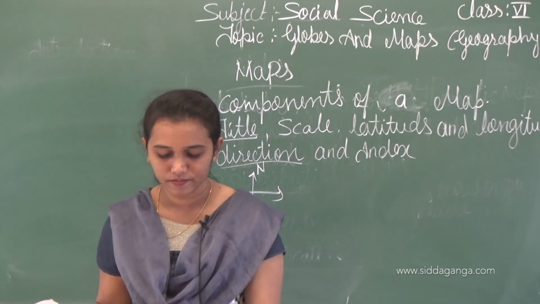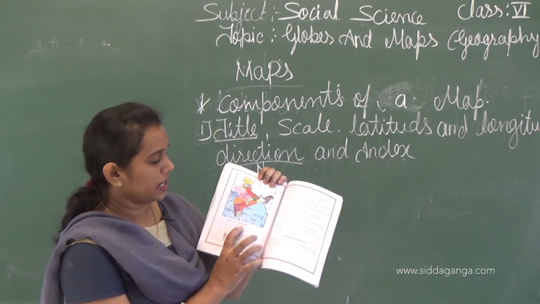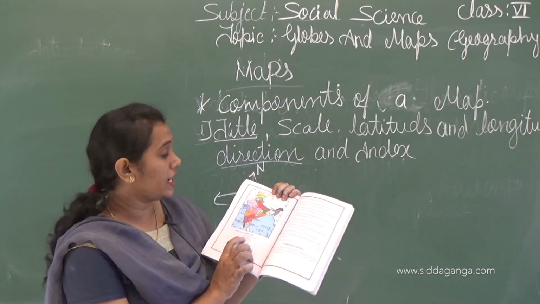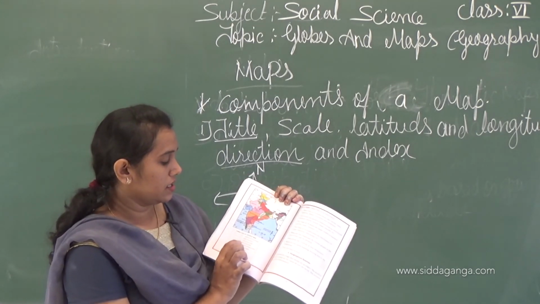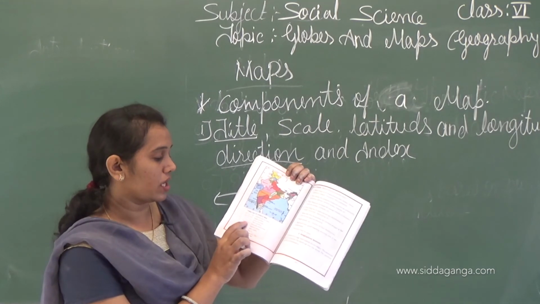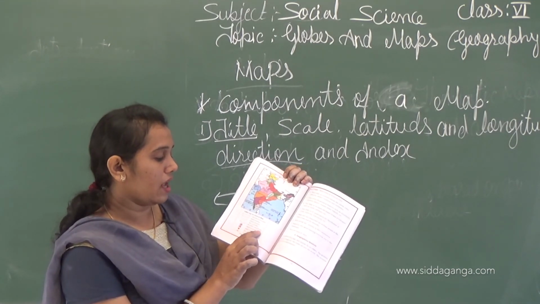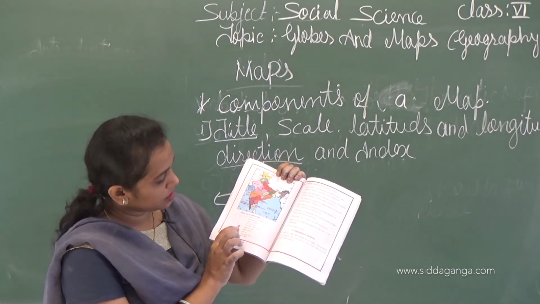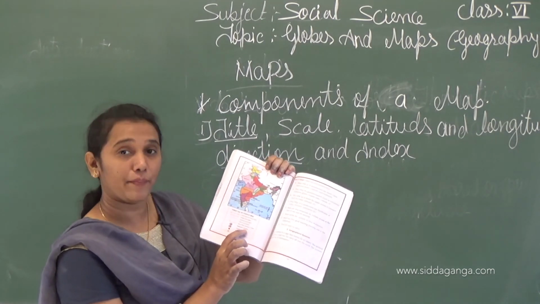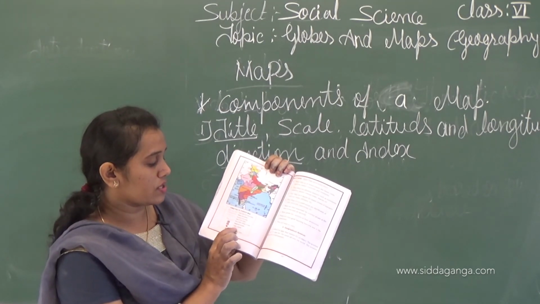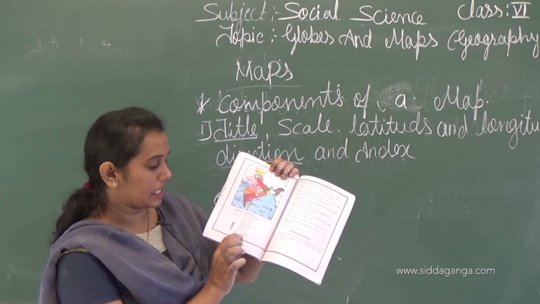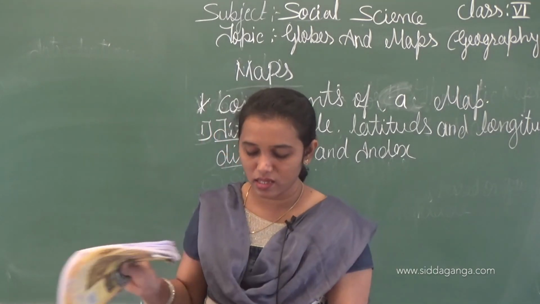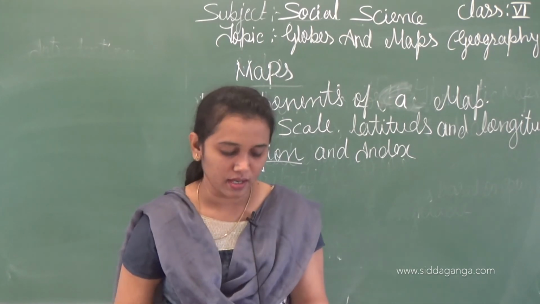International boundary. See here, the first symbol shows international boundary, and then the second symbol shows state boundary. Here we see district boundary, taluk boundary, boundary along a river. This symbol shows national capital. This symbol shows state capital. It shows big city. It shows small city or town, children. We can easily identify the places in a map.